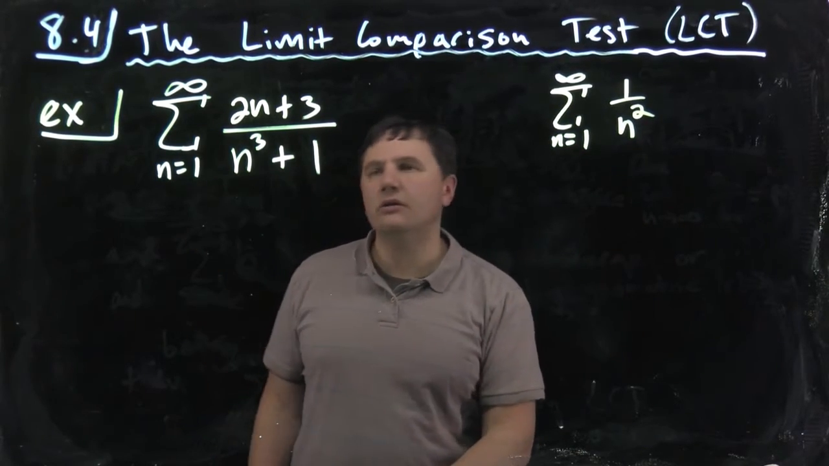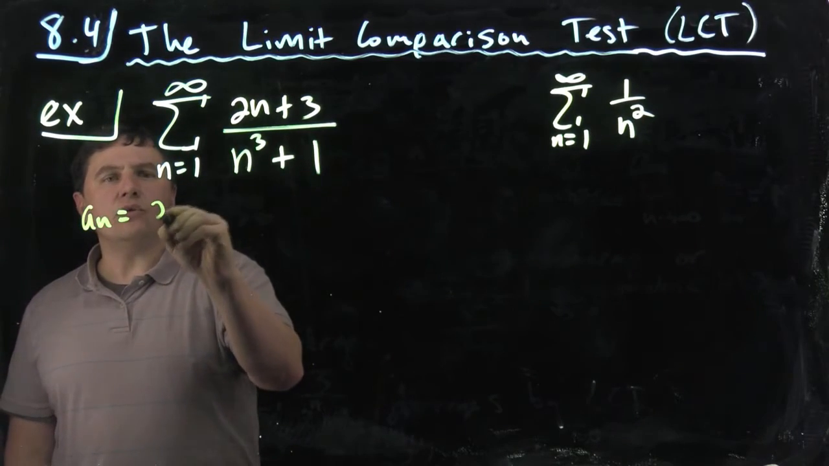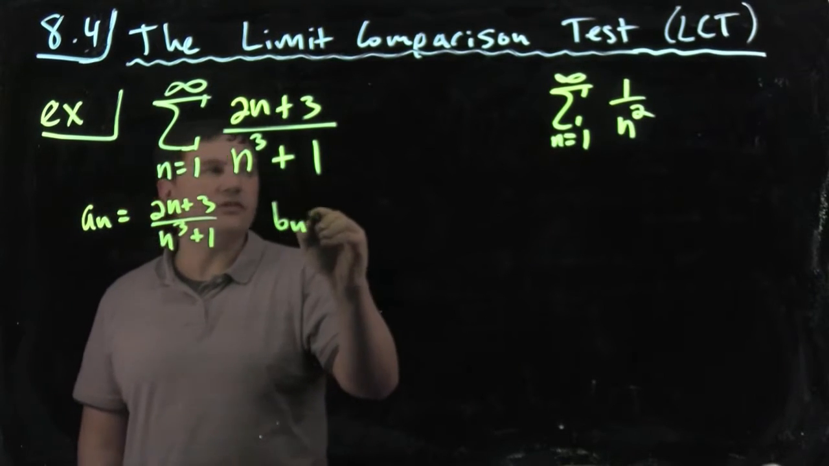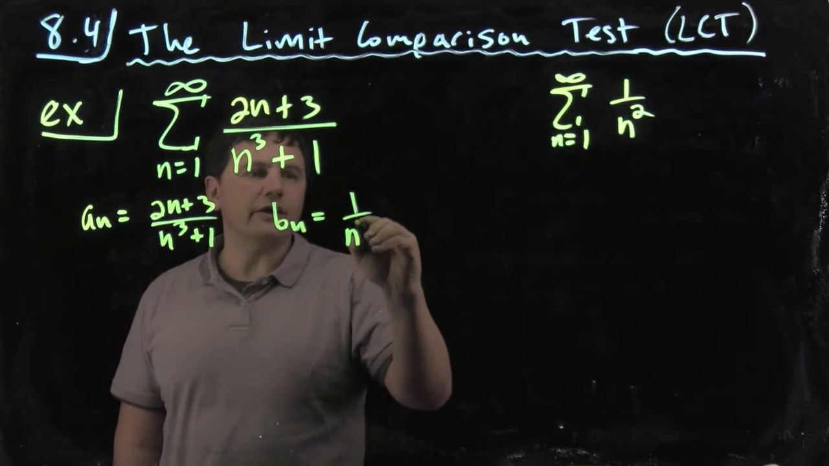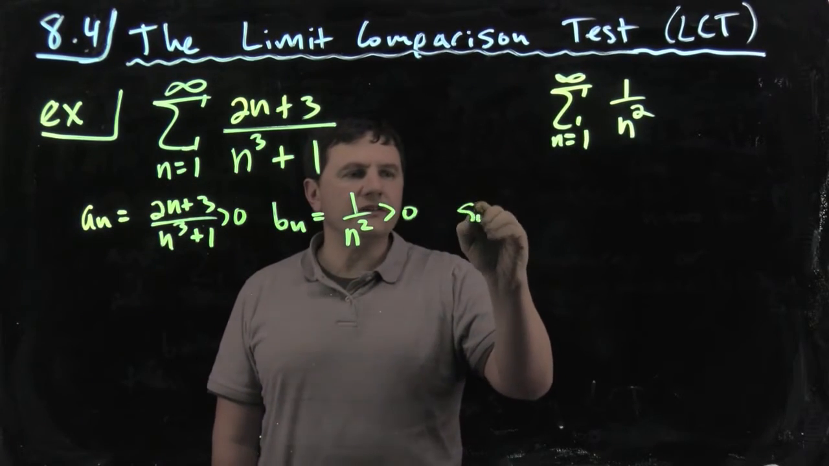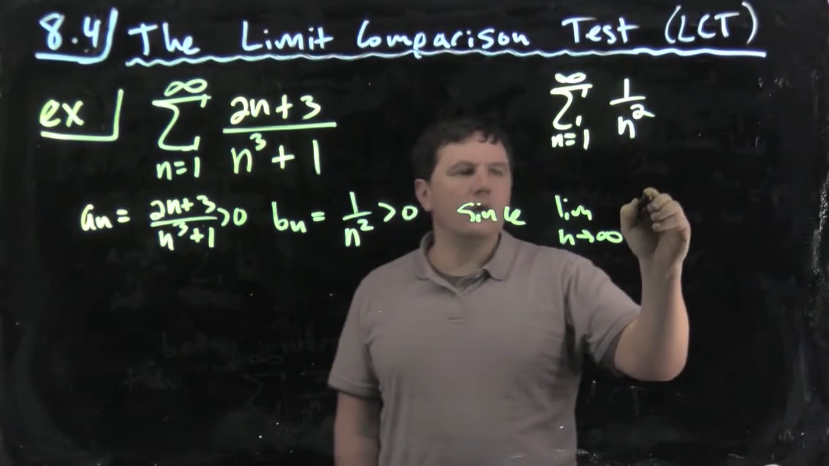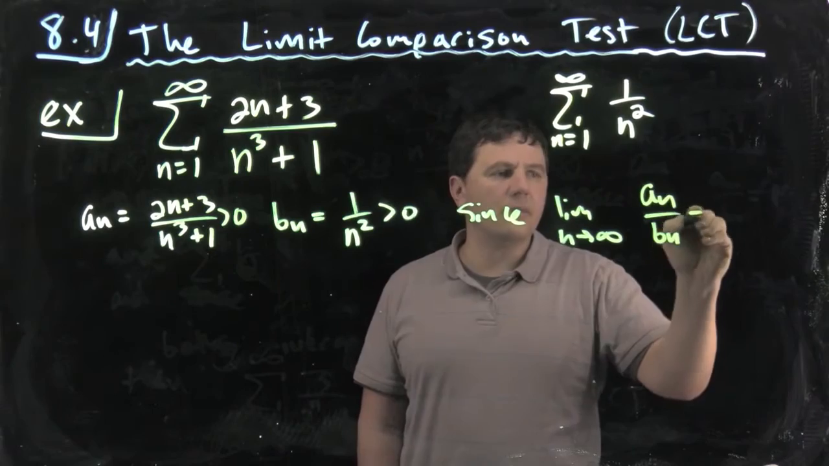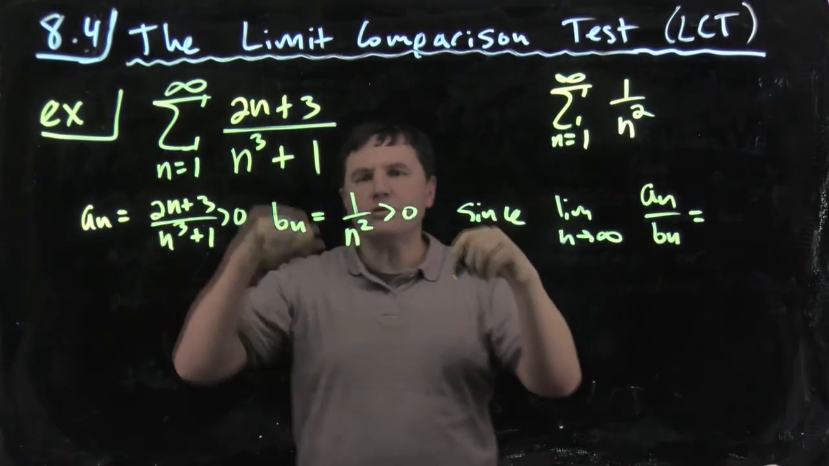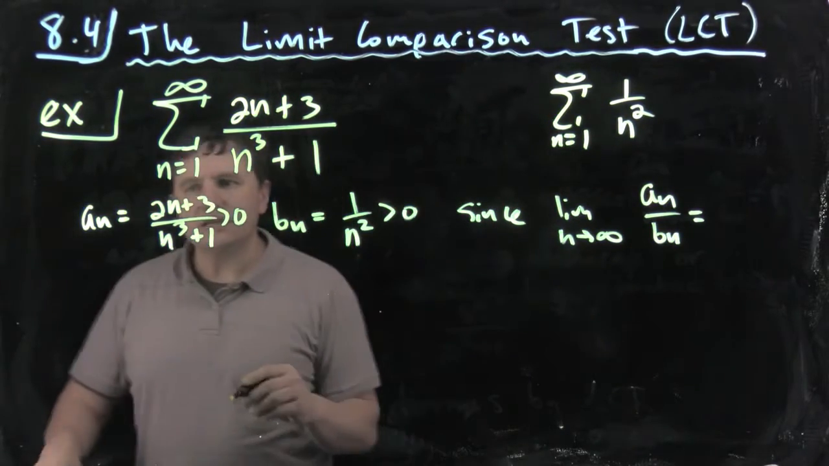So all I need to do here is we'll let our a sub n equal 2n plus 3 over n to the third plus 1. Our b sub n is equal to 1 over n squared. Both of these are greater than 0. Since the limit as n goes to infinity of a sub n over b sub n, now what are we going to get here? What's going to happen is these are exactly the same, and you could do algebra if you wanted to. It's not really necessary. Why don't I go through it just to make sure we're all clear.